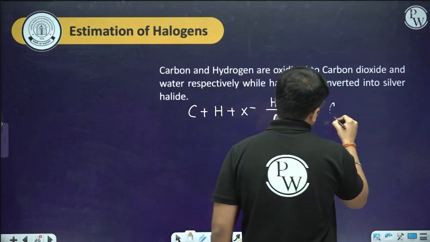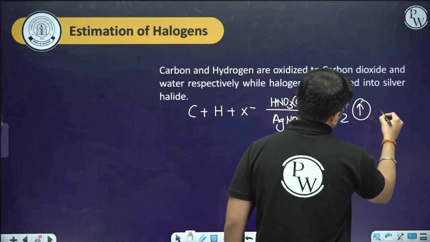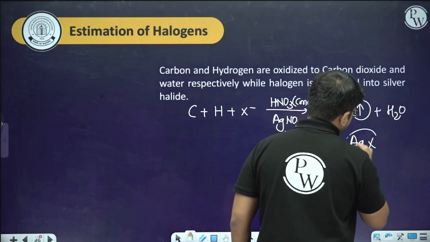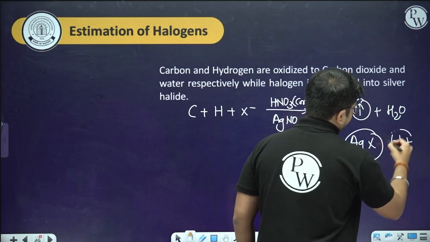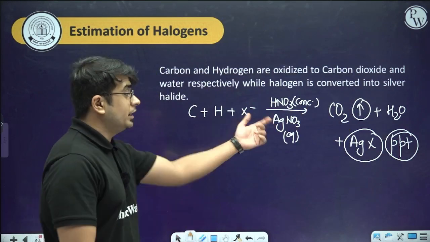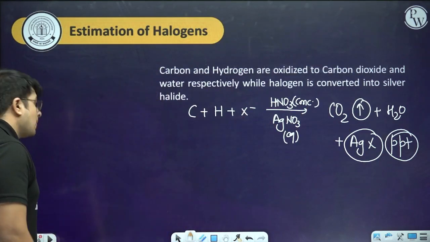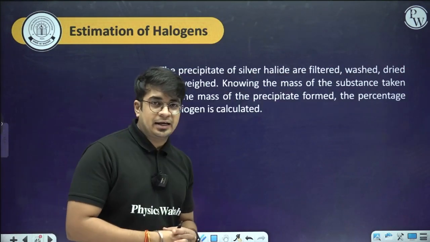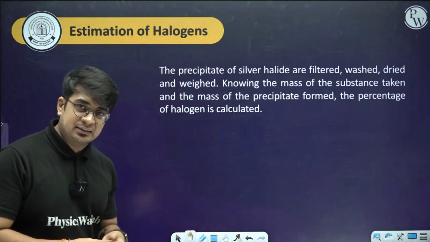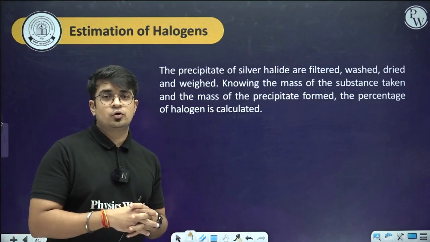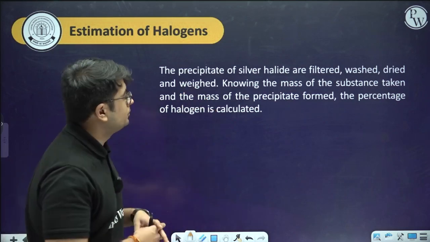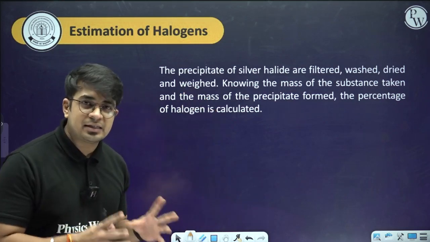The entire part will be converted into CO2 being removed. H2O is not going to interfere with the reaction and a precipitate of AgX is formed. You can wash this precipitate, dry it, and calculate the weight of the precipitate produced in the reaction. The precipitate of silver halide is filtered, washed, dried and weighed. Knowing the mass of the substance initially taken, because we always know how much organic compound we have taken, and the mass of precipitate formed, the percentage of halogen can be easily calculated.